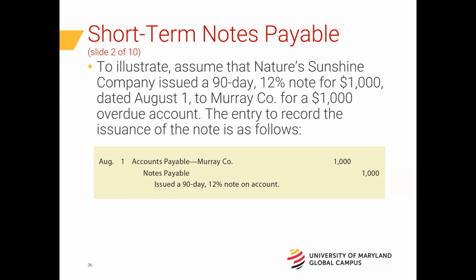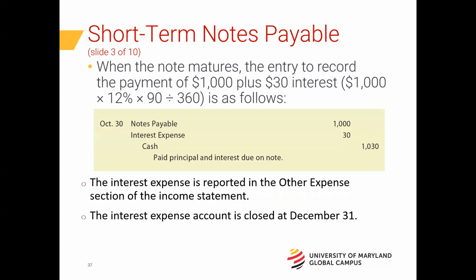So in this example, we have a customer that hasn't paid us. So we're going to convert their accounts payable to a note payable. We're going to issue a 90-day note payable on a 12% interest. They owe us $1,000. That's their principal balance. So $1,000 principal balance, 90-day loan, 12% interest. So debit accounts payable to reduce the payable. Credit note payable to increase note payable. The 90 days goes by, and so it's got to get paid.